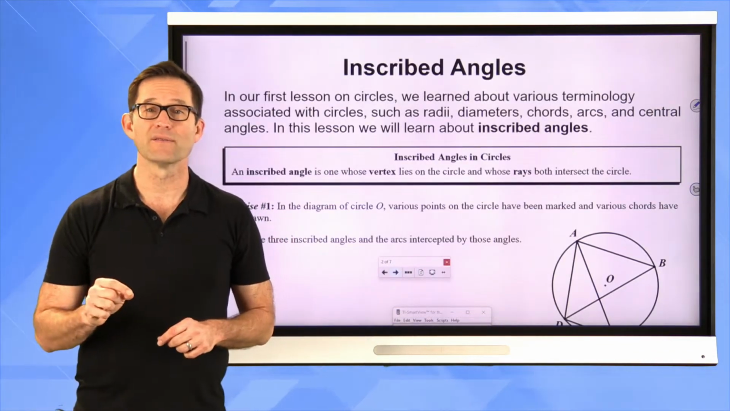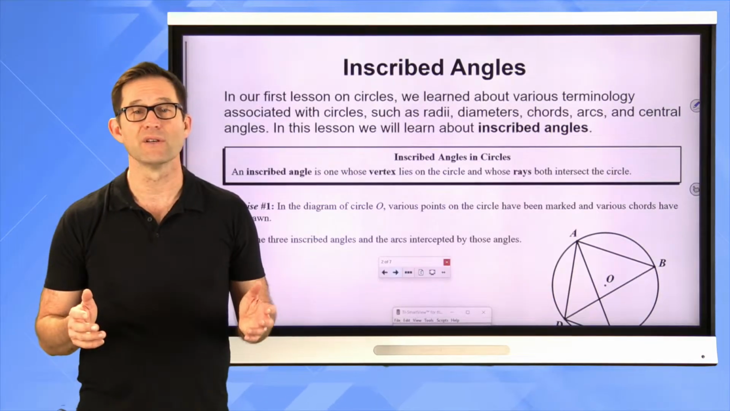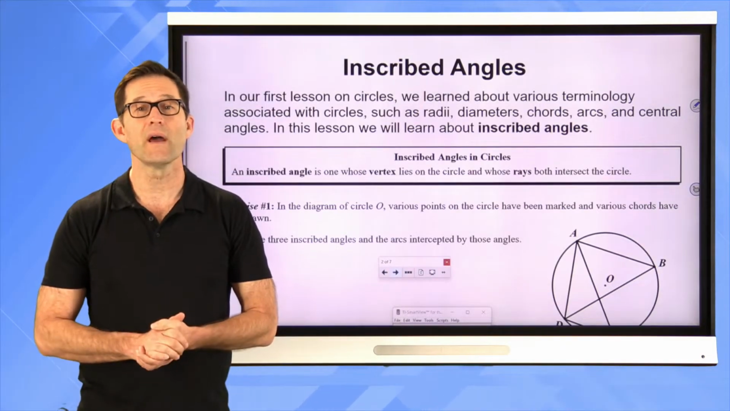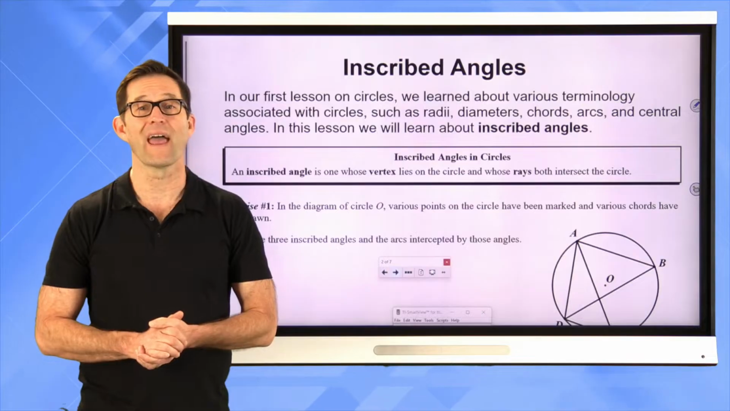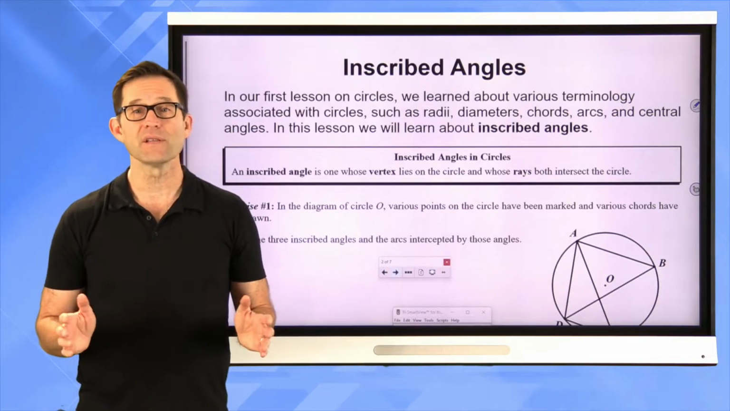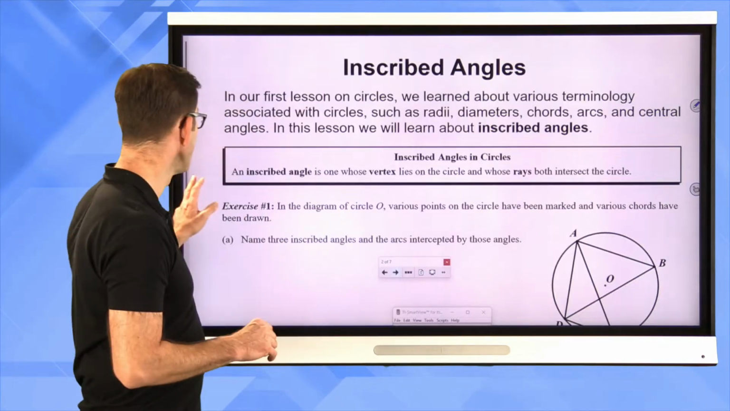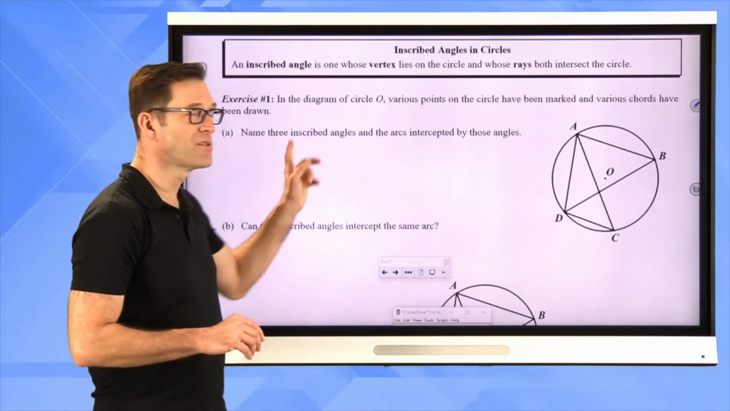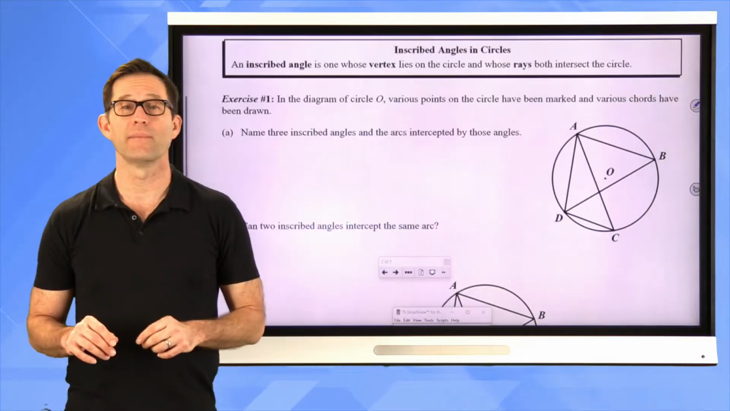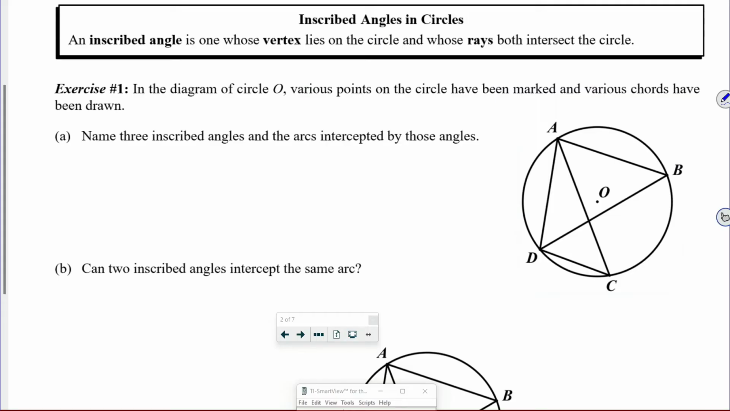In our first lesson on circles, we learned about various terminology associated with circles, such as radii, diameters, chords, arcs, and central angles. In this lesson, we'll learn about inscribed angles, which are some of the most important in all of circle geometry. Let's bring that up to the top of the screen and talk about what an inscribed angle is. An inscribed angle is one whose vertex lies on the circle and whose rays both intersect the circle.